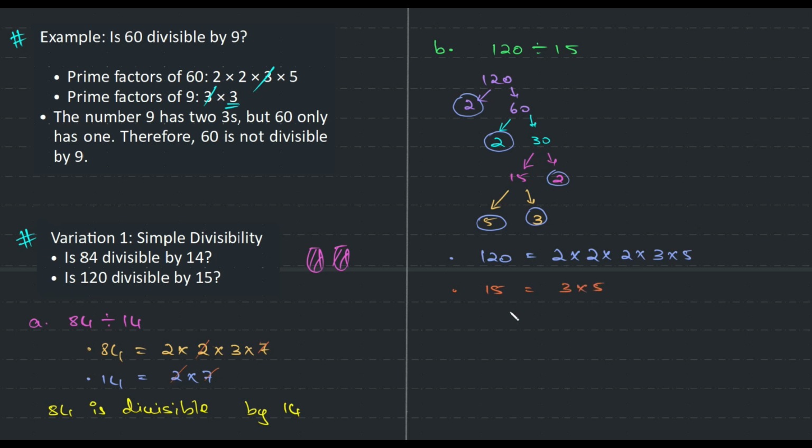So after prime factorization, what should you do? Just tally. 5 and 5, 3 and 3. Actually, you should start with this end. Therefore, 120 is divisible by 15.